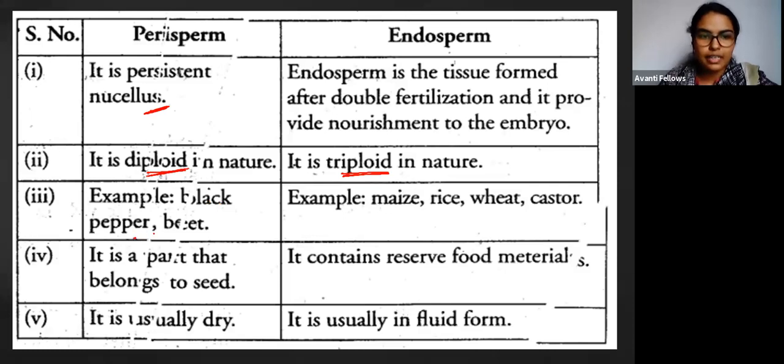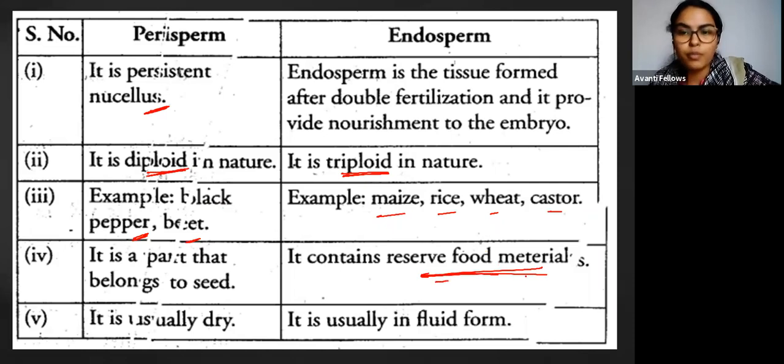Best examples of perisperm are pepper and beet. Endosperm examples are maize, rice, wheat, castor. So most of them are monocots. It is the part belonging to the seed and it contains reserve food. It is also a nutritive tissue, but this is purely reserved food material.